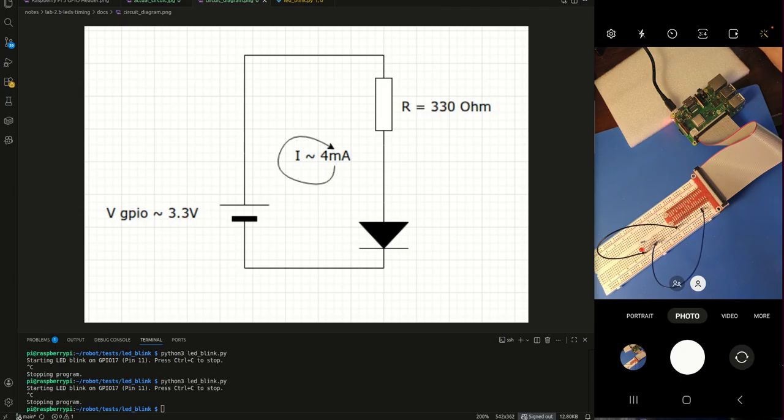At first glance, this looks trivial. A light turns on, a light turns off. But what we are seeing is not a light experiment. It's an electrical experiment controlled by software.